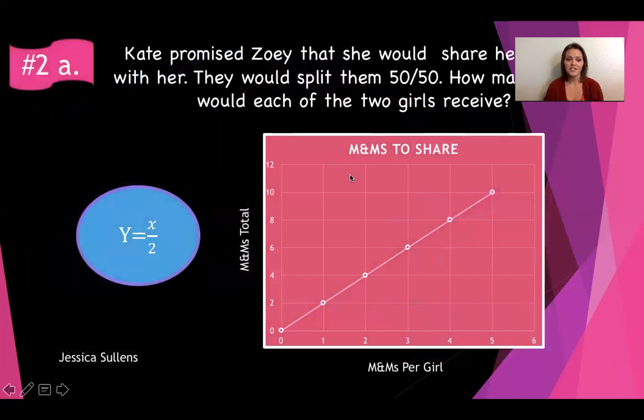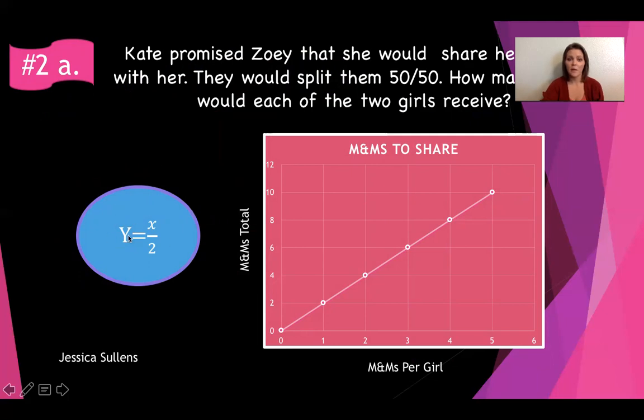All right, question 2. Kate promised Zoe that she would share her M&Ms with her. They would split them up 50-50. How many M&Ms would each of the 2 girls receive? Well, what we're looking at over here is this problem right here.